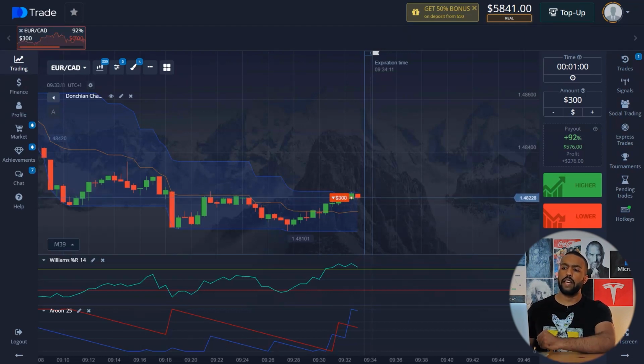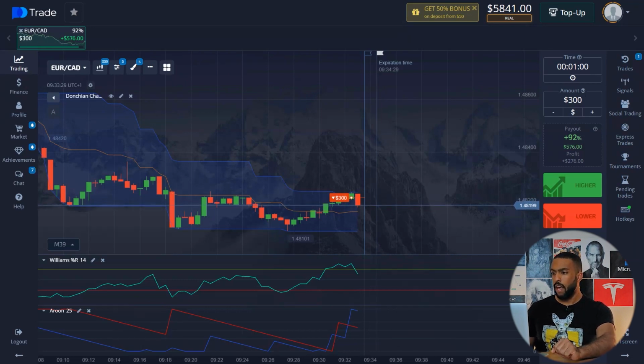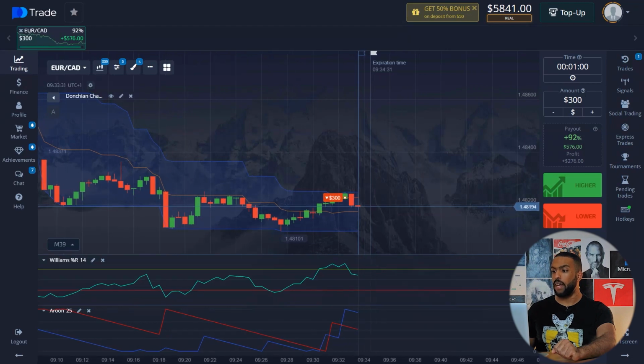And finally, the Aroon indicator. Its red line is at a higher level than the blue one, which on one hand indicates the predominance of a downtrend. But since the difference between them is minimal, such a predominance may be short-term. On the chart, we see that the price is declining and the trade is already coming to an end. And we added our first profit to our account, $276.